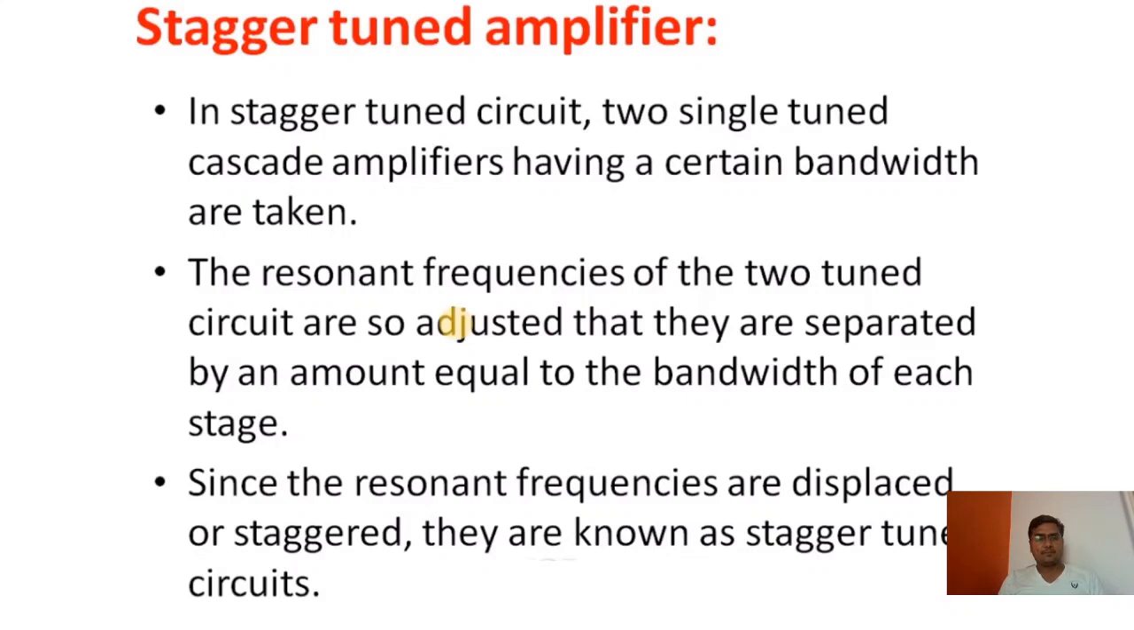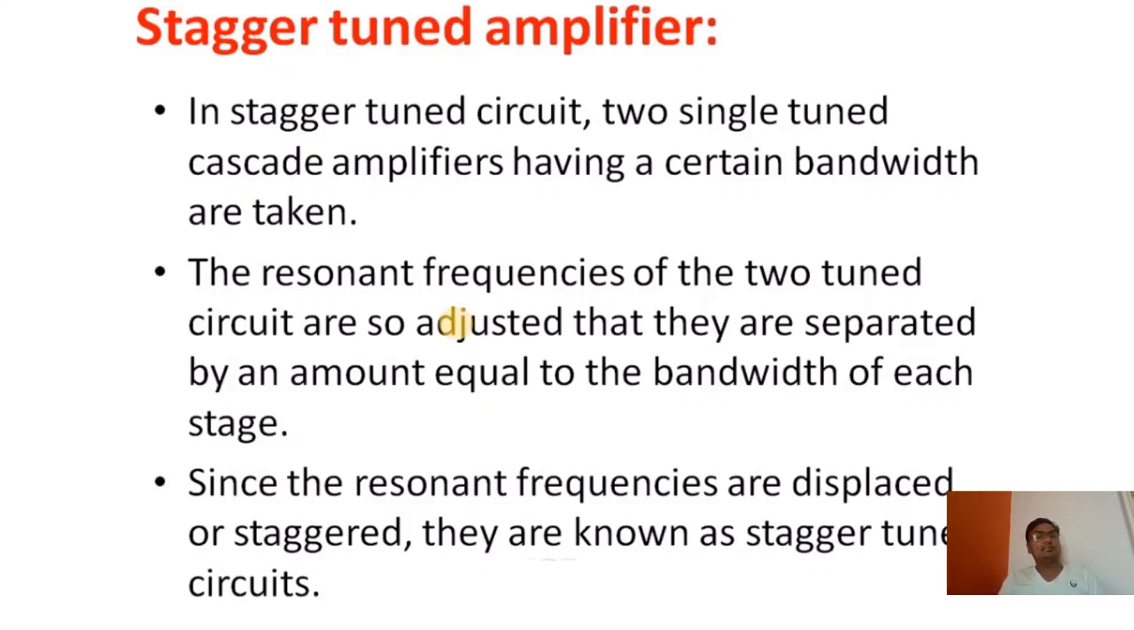Now that must be clear, is it? So look at the second paragraph. The resonant frequencies of the two tuned circuits are so adjusted, meaning the adjustment of the resonant frequencies is such that they are separated by an amount equal to the bandwidth of each stage. For example, I am having the same bandwidth for the first single tuned amplifier and the second single tuned amplifier, and for example, the bandwidth is 2 kilohertz. Just an example. 2 kilohertz is not a good bandwidth, obviously it is not. Just an example, I am saying that 2 kilohertz is the bandwidth.